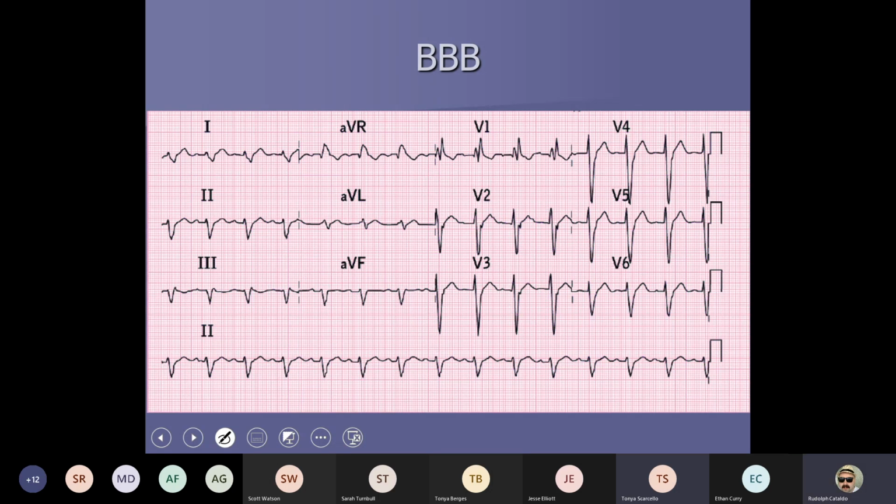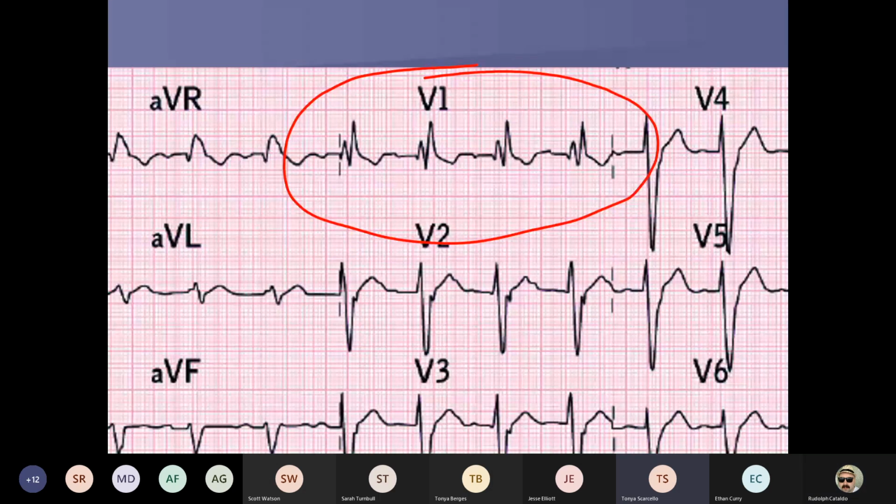Look at, again, just this lead. Do you think that QRS duration is within 0.08 or wide or narrower? Let me zoom in on this. I'll count the boxes because it might be hard for you guys to see. I've got 5 small boxes. What does that make my width? 0.2. Okay. So in V1, it's wide.